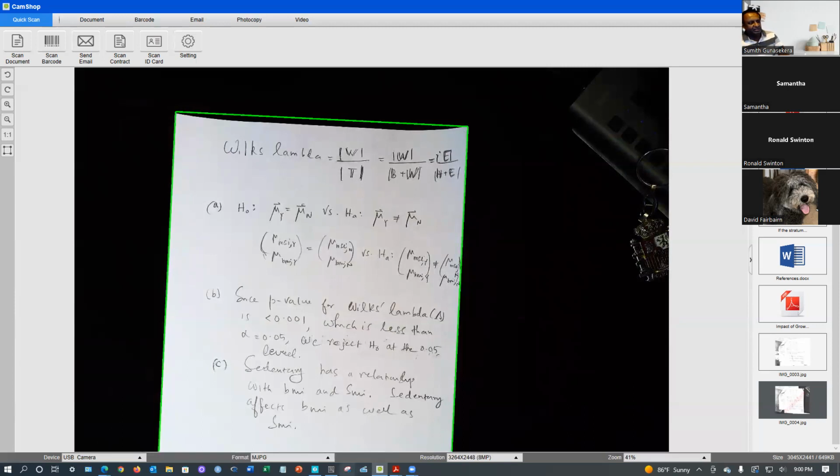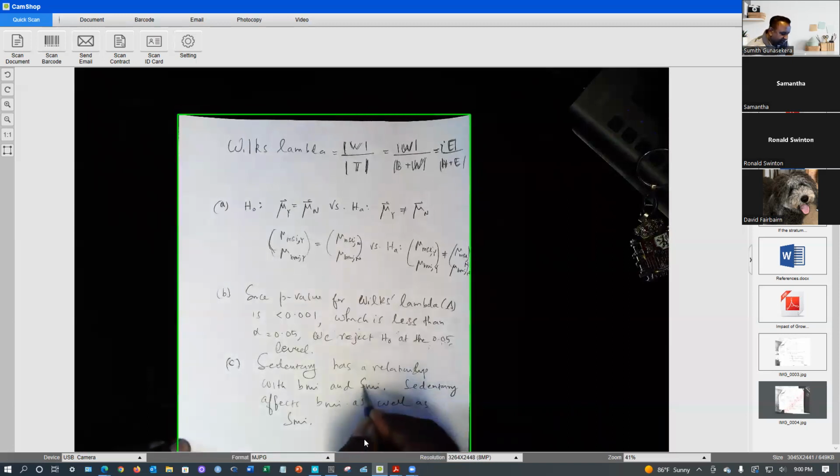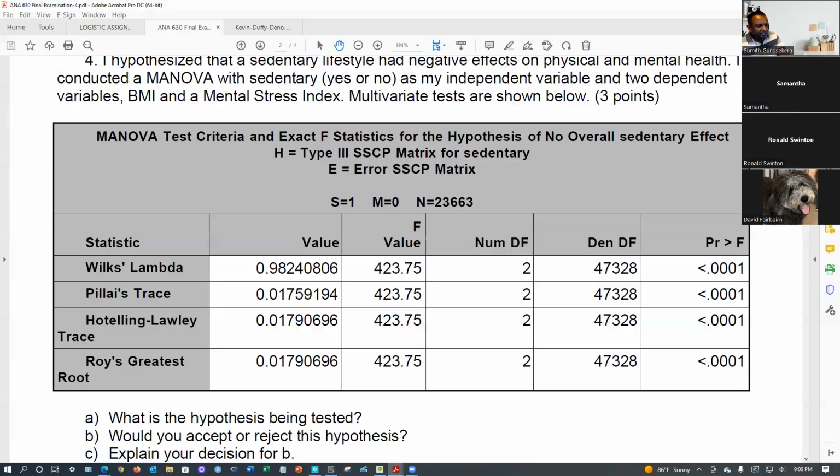Sedentary is going to affect the body mass index as well as the, what is the other one? Oh, not SMI, it should be MSI, mental stress index. Sedentary affects this one, as seen by looking at the Wilks lambda, Pillai trace, Hotelling-Lawley trace, or Roy's greatest root. We all have this one.